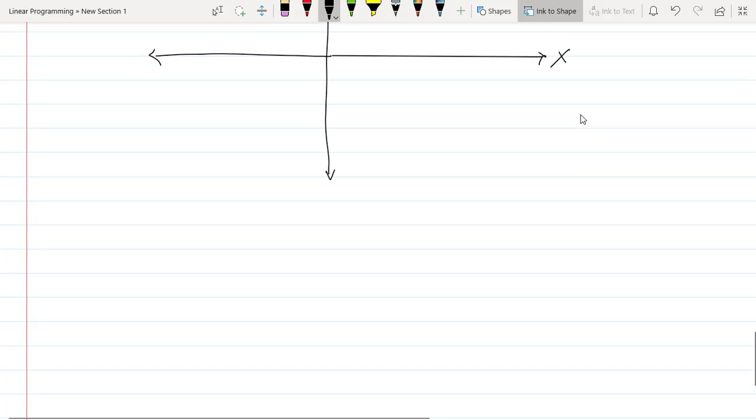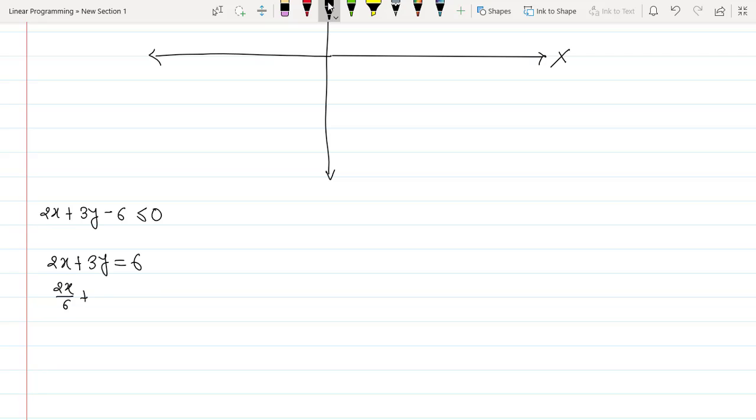Okay, so let's take that inequation. It is 2x plus 3y minus 6 is less than or equal to 0. Step number 1, write its equation. So it is 2x plus 3y equals 6. Now divide by 6. So you will get 2x by 6 plus 3y by 6 equals 1. That implies x by 3 plus y by 2 equals 1.